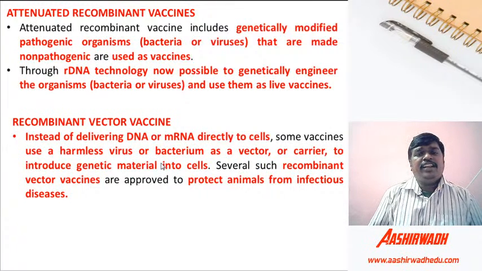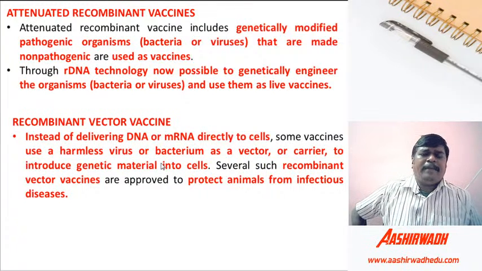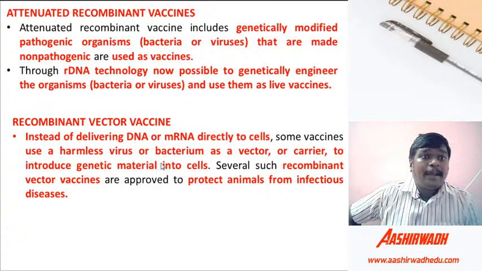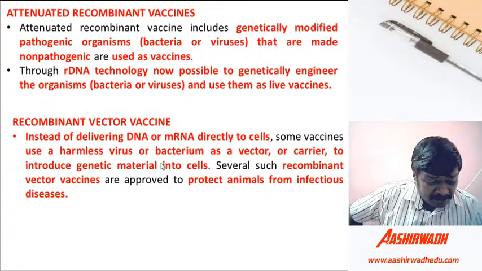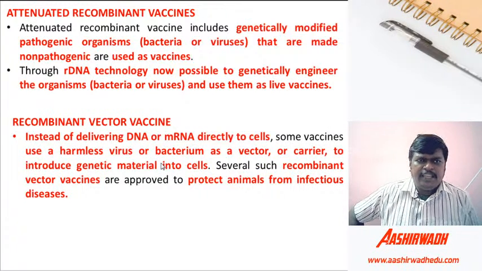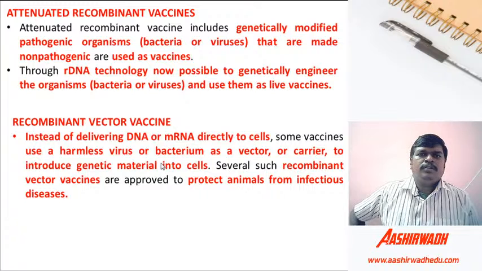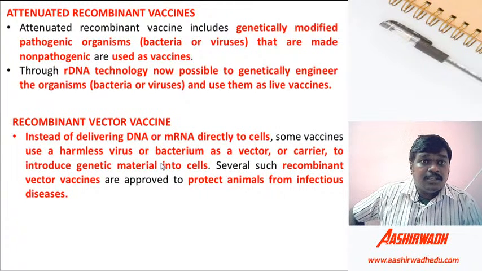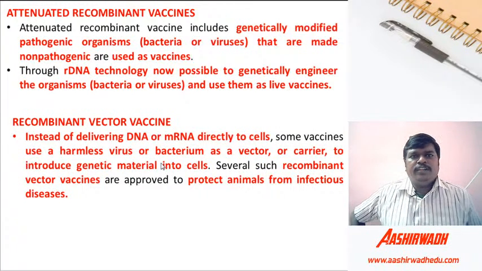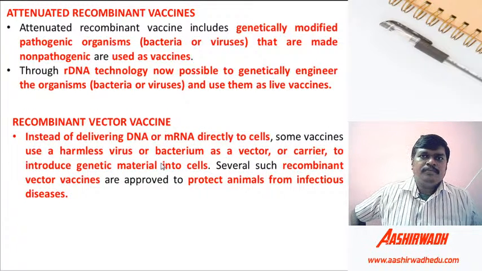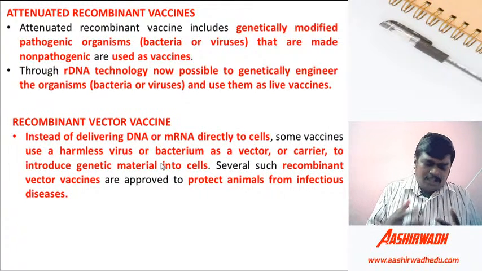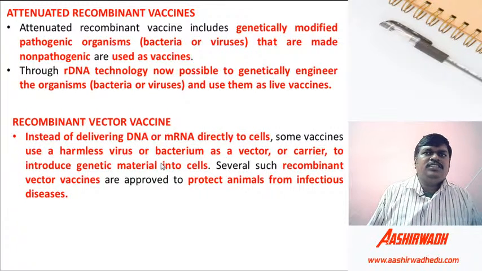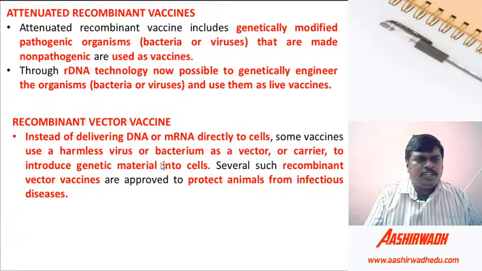This is called attenuated recombinant vaccines. These are genetically modified pathogenic organisms that are made non-pathogenic. Here the same pathogenic organism is made non-pathogenic and used as a vaccine. Through recombinant DNA technology and genetic engineering, they make the organism non-pathogenic and use it as a live vaccine. These vaccines will only create an antigenic response in the organism, but will not cause any infection to the organism.